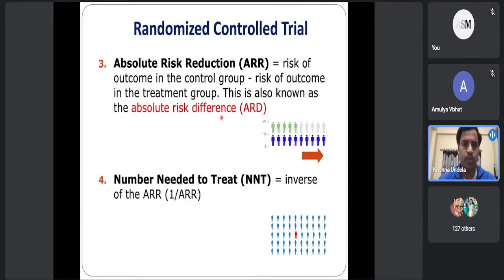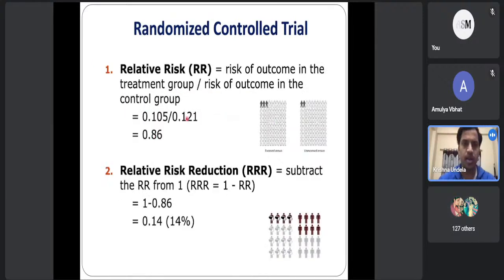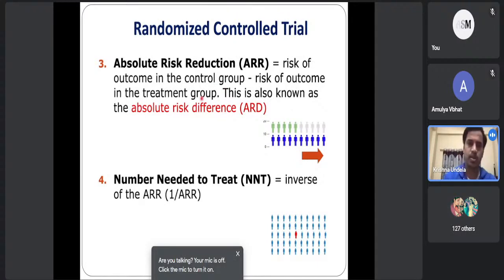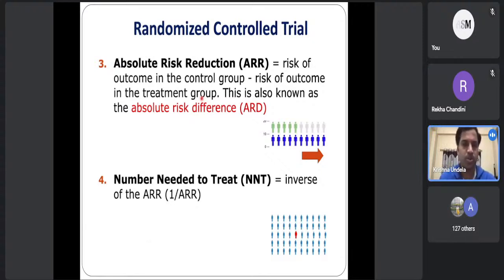Can someone tell me what is the value here? Absolute risk reduction. We have taken the values from here. This is the risk of outcome in the treatment group, and this is the risk of outcome in the control group. Just take these values and apply them in this formula. Risk of outcome in the control group minus risk of outcome in the treatment group. How much is it? Use only the numbers. Don't use the percentages for calculation. How much is it?